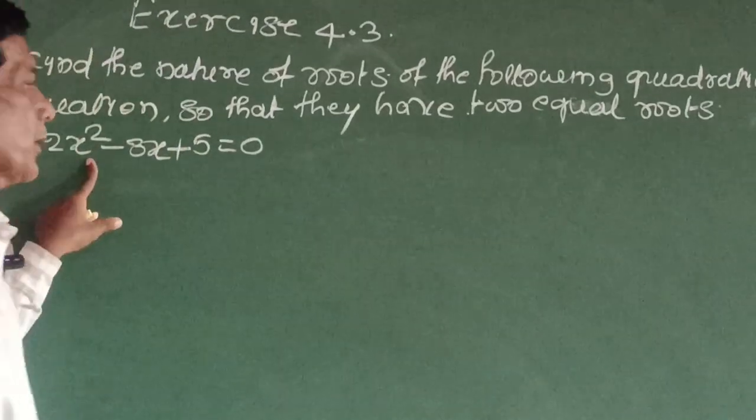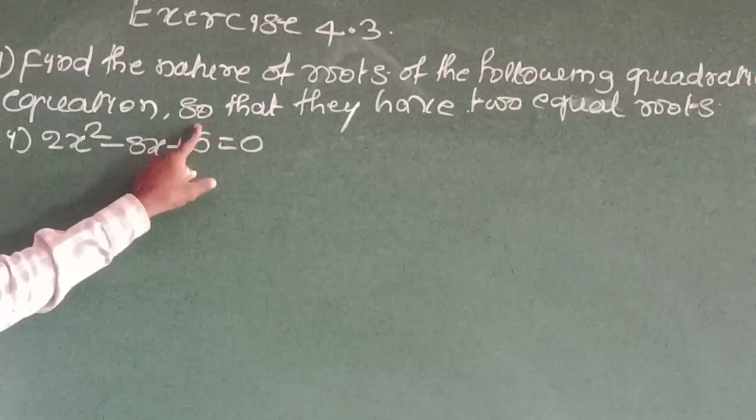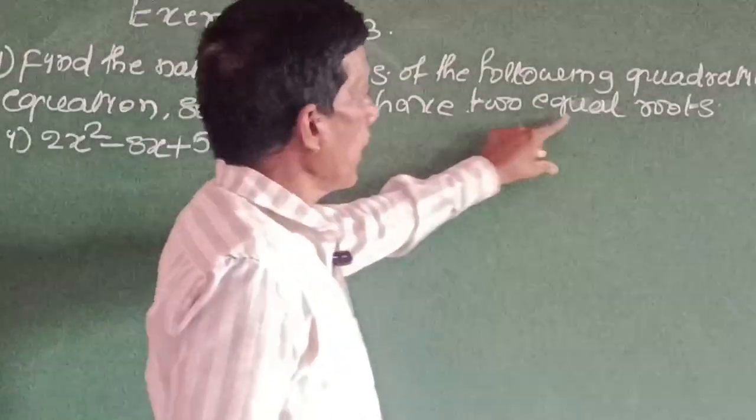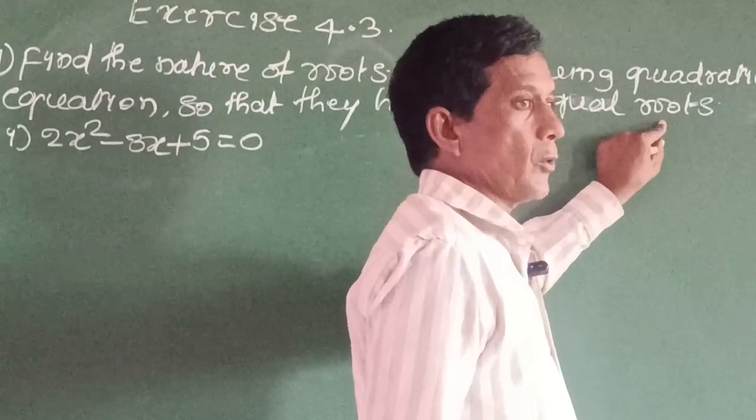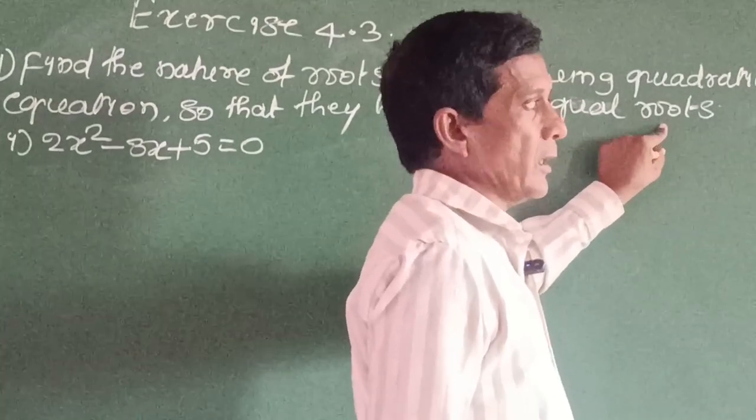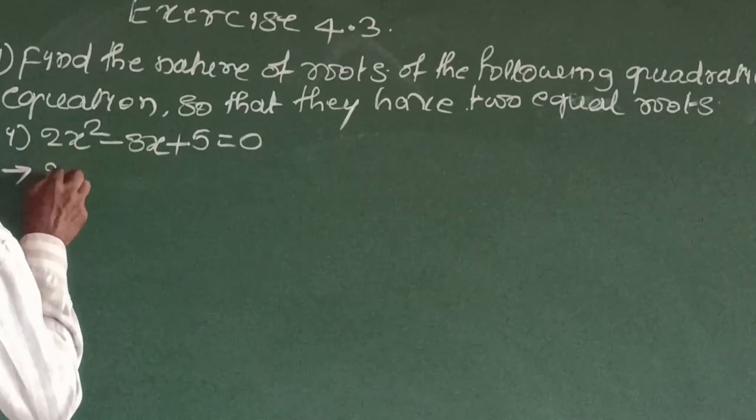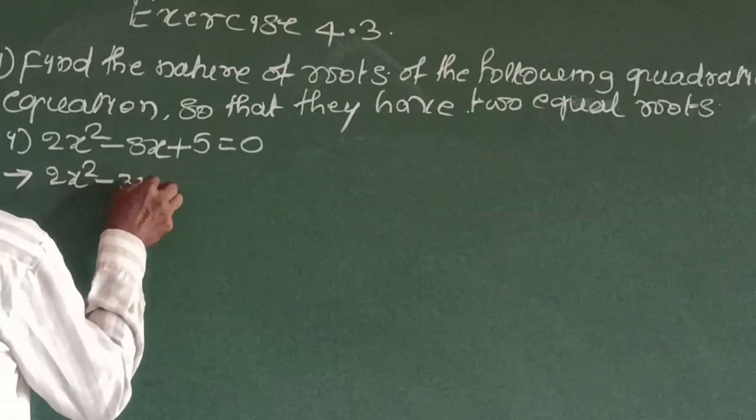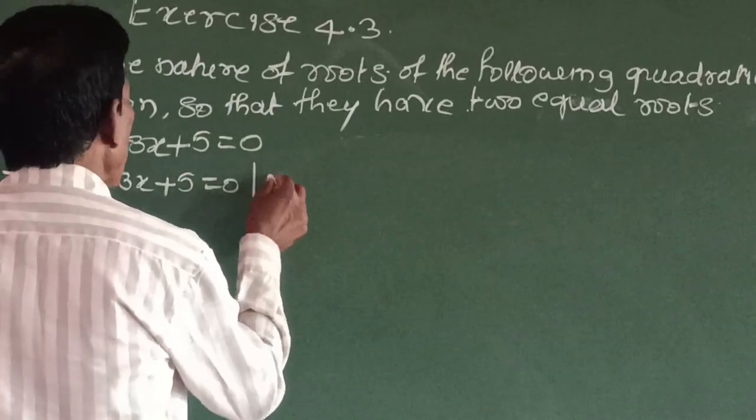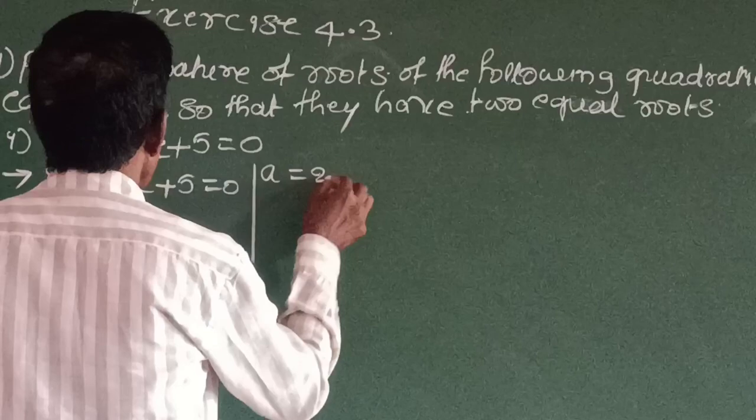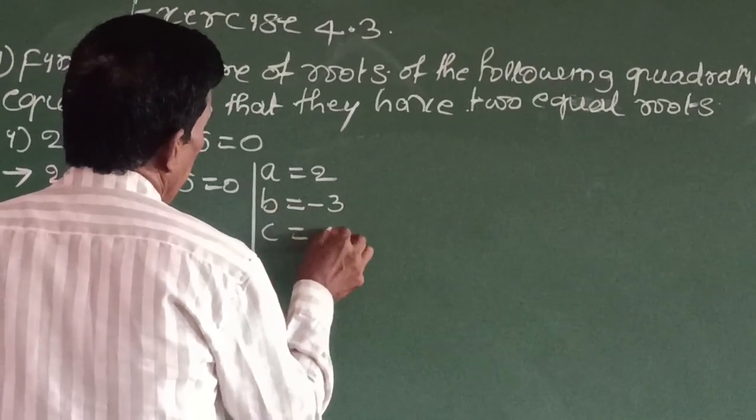The first quadratic equation is 2x² minus 3x plus 5 equal to 0. So that they have two equal roots, you find that delta equal to 0. Rewrite the given question: 2x² minus 3x plus 5 equal to 0. Note that a equal to 2, b equal to minus 3, c equal to 5.